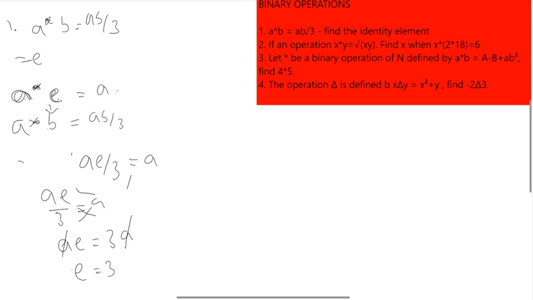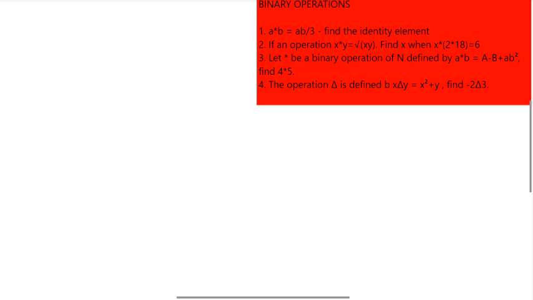Let me just go over this again so that it is clearer. We are given a binary operation, and the binary operation is defined by a asterisk b is equal to ab over 3. Now we have to find the identity element. The identity element is equal to e, right? And whenever you do the binary operation of a asterisk the identity element e, it is supposed to be equal to a, right? So this is the binary operation. Now let's do a asterisk e in this binary operation, because a asterisk b is ab over 3.